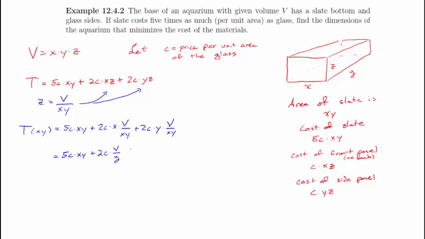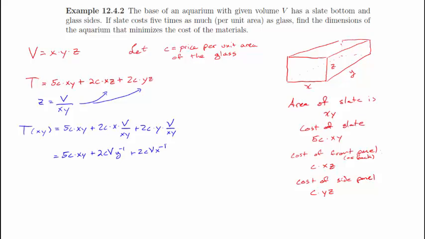I'm going to rewrite this actually. I'm going to write this as 2cv y to the negative 1 because I'm going to be taking derivatives. And the 2cv is all a constant. And then plus 2cv x to the negative 1. Now I have a function in two variables, and we can look at the constraints here.